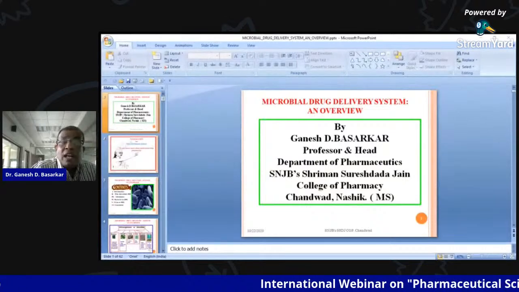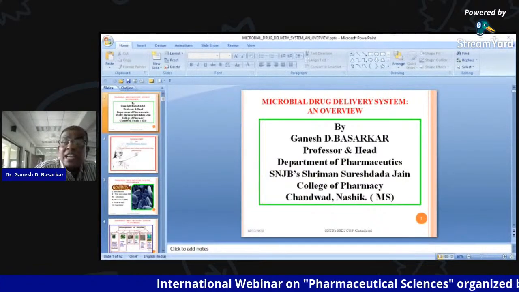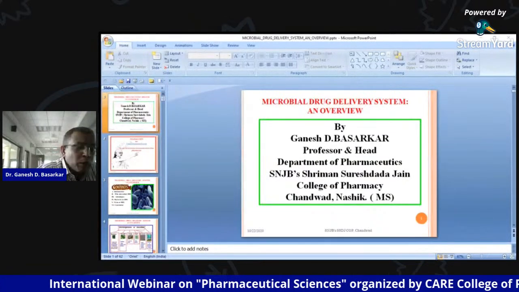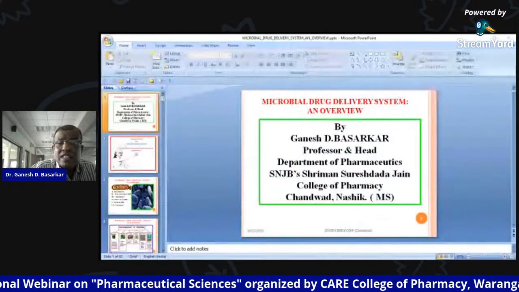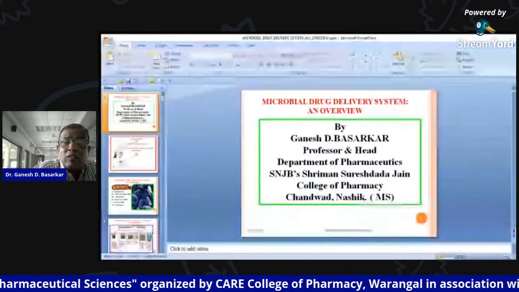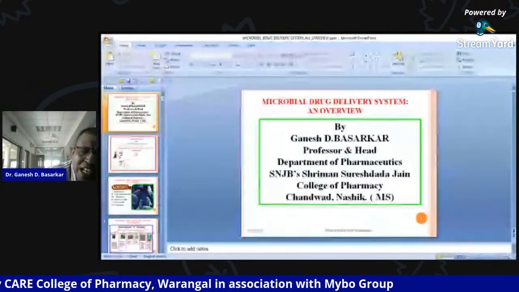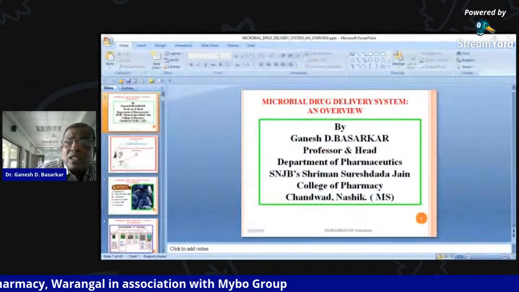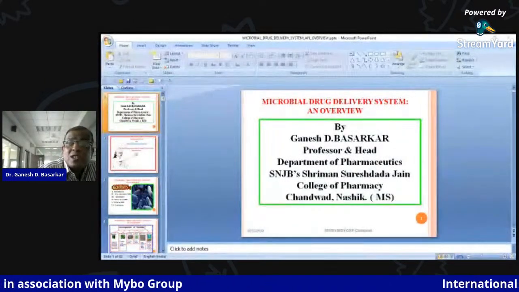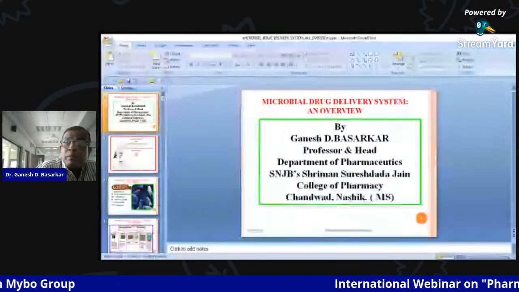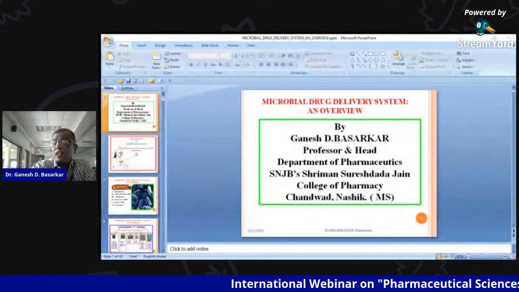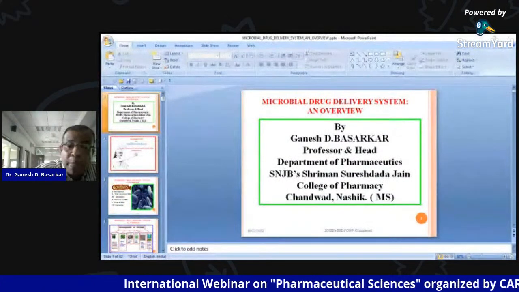To overcome these undesirable effects, scientists have been working on more effective systems, because, as I said, pharmaceutical scientists never sit idle. They always want to do something different from others. They always want to take on challenges. So they always go for novel drug delivery systems, microbe-based drug delivery systems and the advancement of gene delivery systems. So why this?